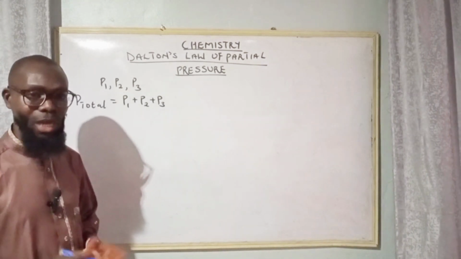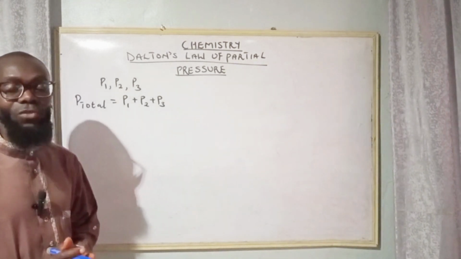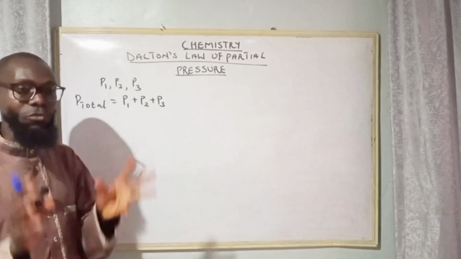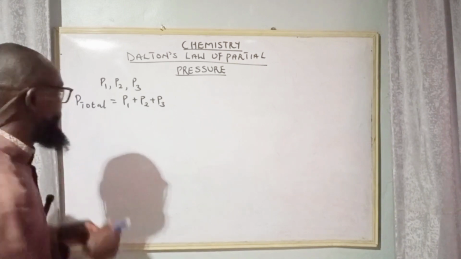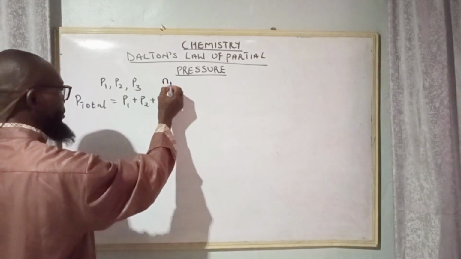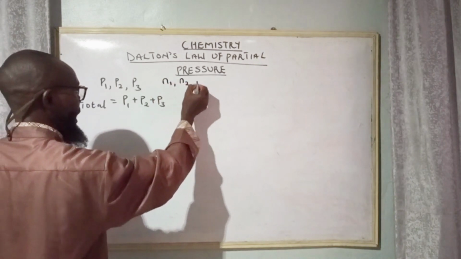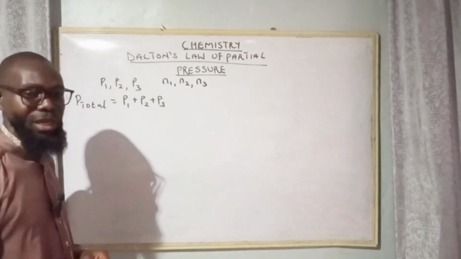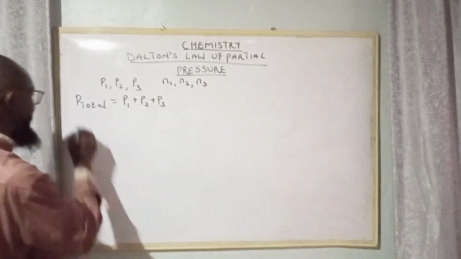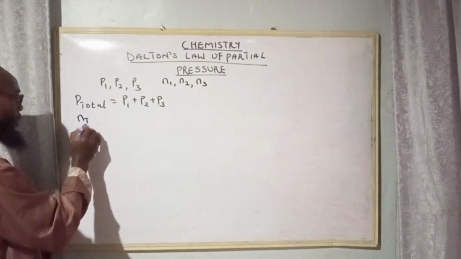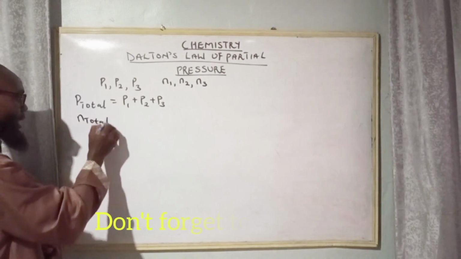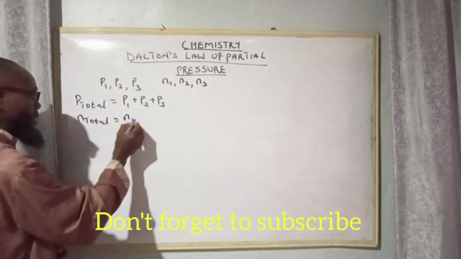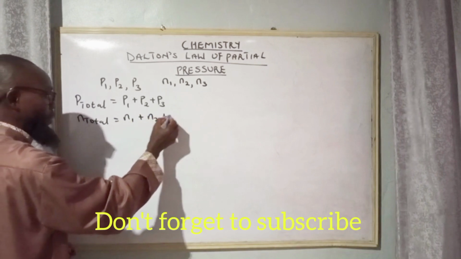Let us also assume that the amounts of gases confined in that container are N1, N2, and N3. If we have N1, N2, and N3, then the total amount of gas there will be N1 plus N2 plus N3.